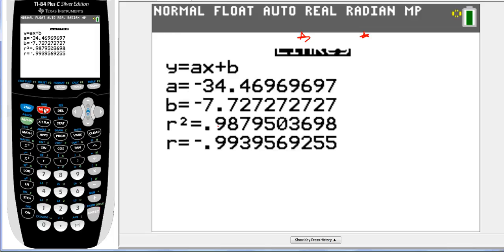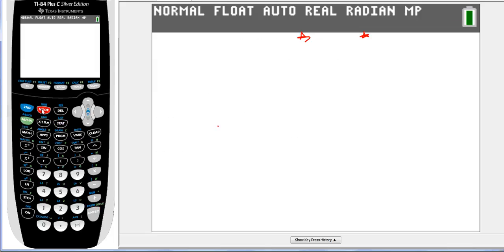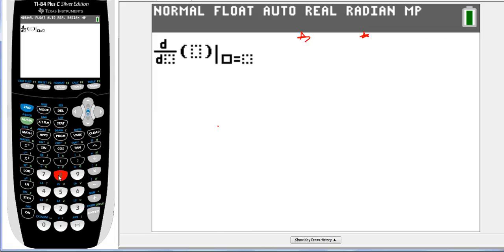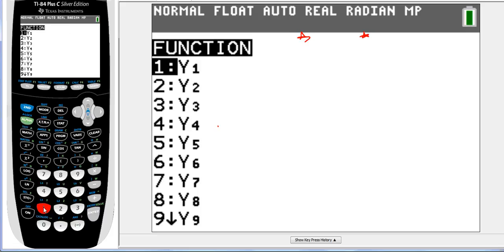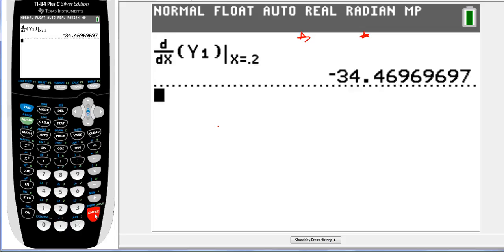I'm going to go to the main screen. I want math, numerical derivative, dx of the function that's in y1. So I'm going to do variables, y variables, number 1, y1. And I'm going to do that at 0.2. And I should get negative 34.47.